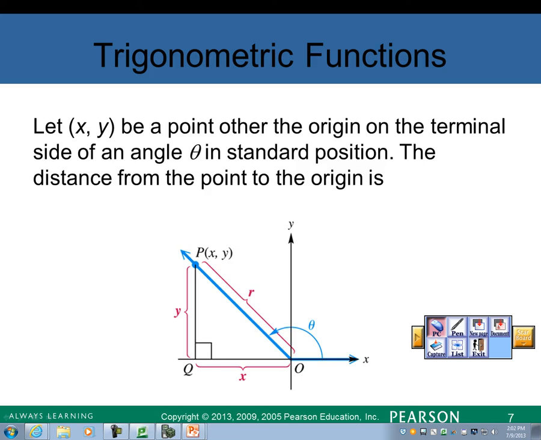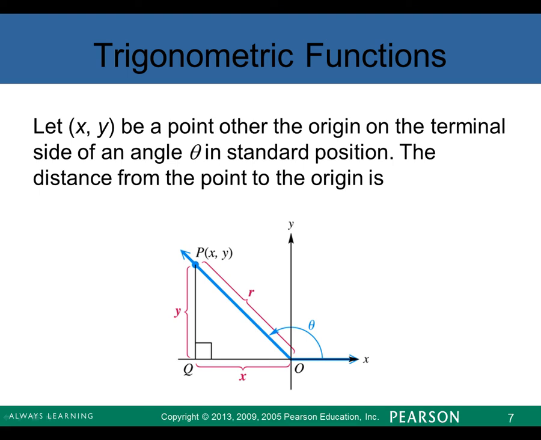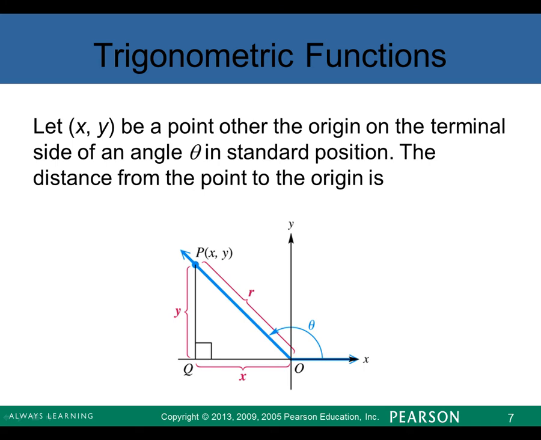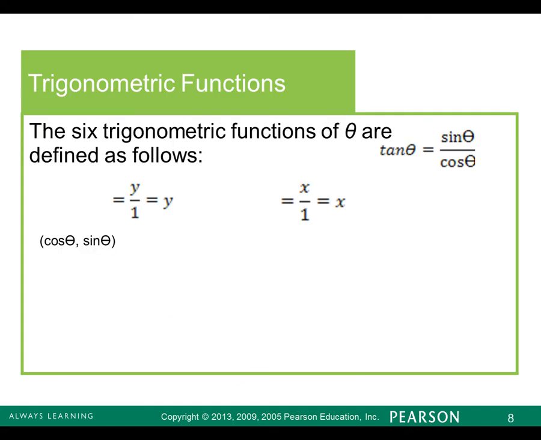Okay, so moving on, we have our point xy. We have our x value and our y value. R is synonymous with our hypotenuse. And in the unit circle, R is always considered 1. Think of unit, 1 unit. R is usually considered 1. Okay, so here are our 6 trigonometric functions.